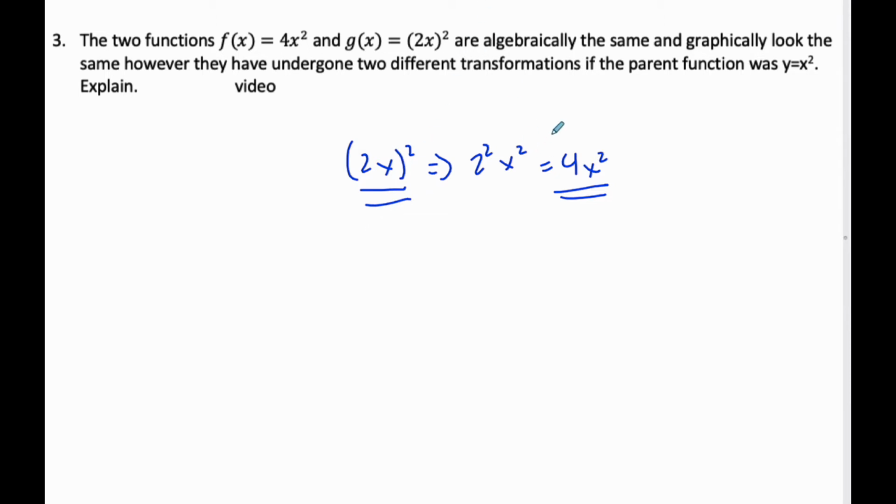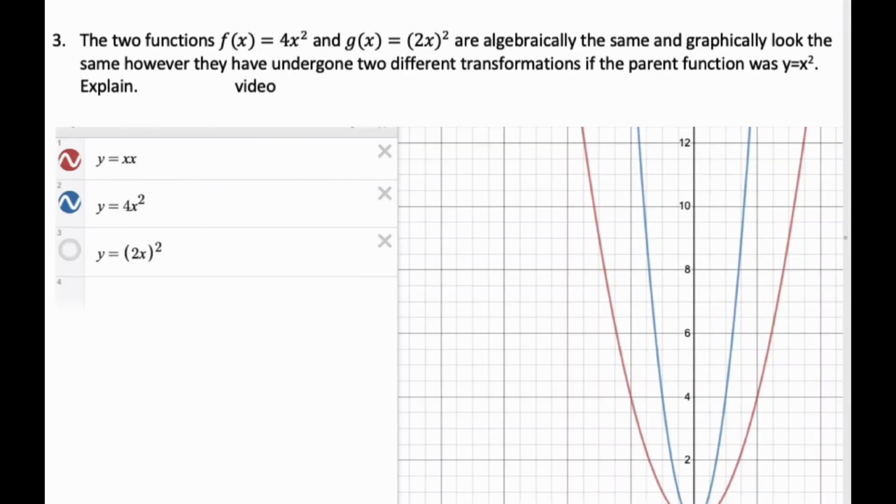But this is a transformation, and this is a different transformation. So there are two different transformations that have transformed x squared into the same graph. So let's break down the transformations and see what's going on.